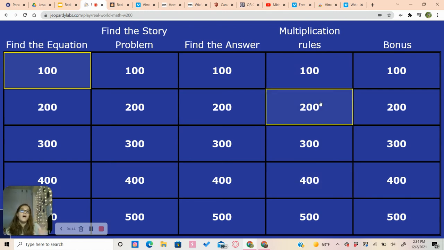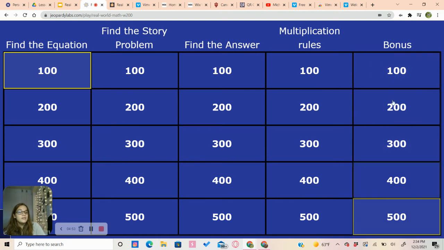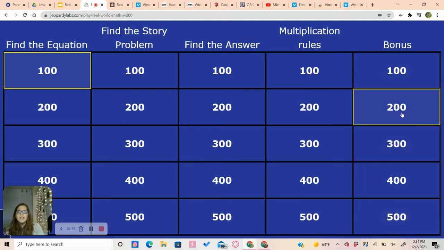This next one is the rules. So this one talks about what the first step is. What's the first thing you ask yourself? Well, that's what do I have? What do I know? And then there's just this bonus section that is kind of just any of the above.